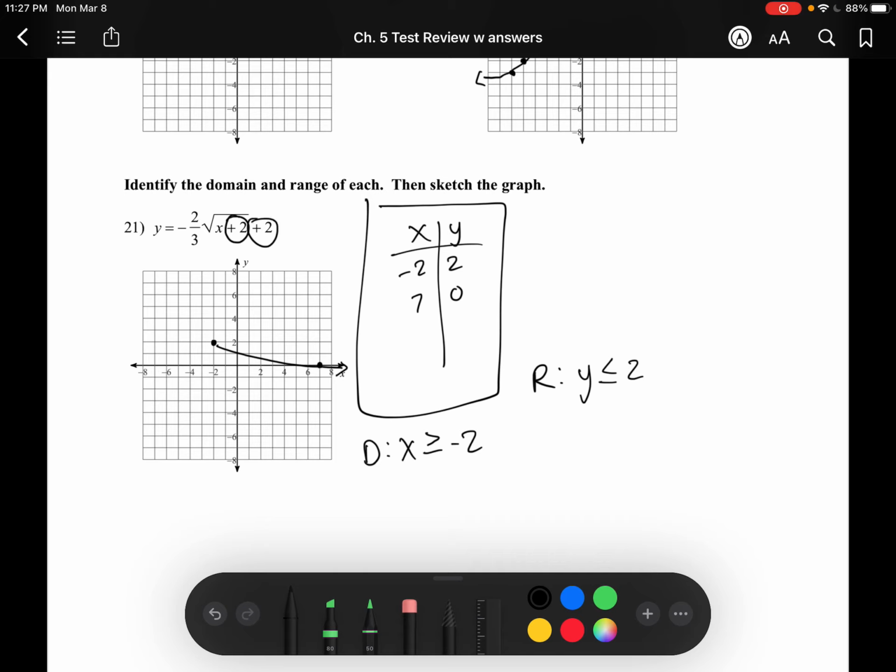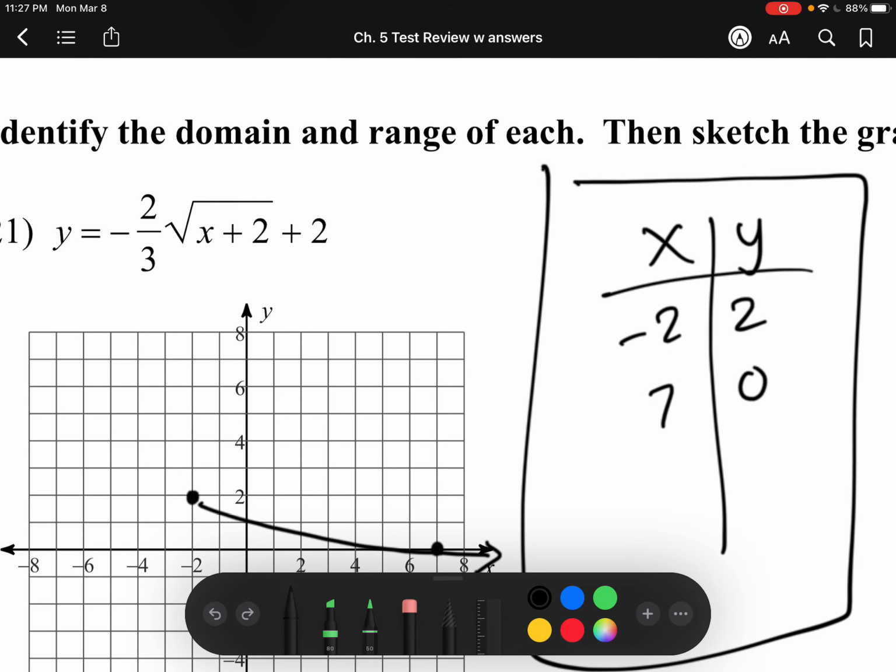You can look at these two points to also give you your domain or your range. And that's only going to apply for a square root function, right? In a cube root, you're going to have all real numbers, because in a cube root function, you could plug in negative numbers and have negative radicands, right?